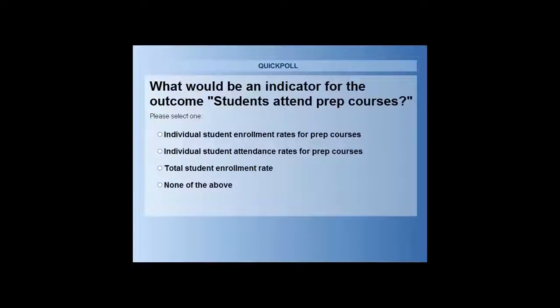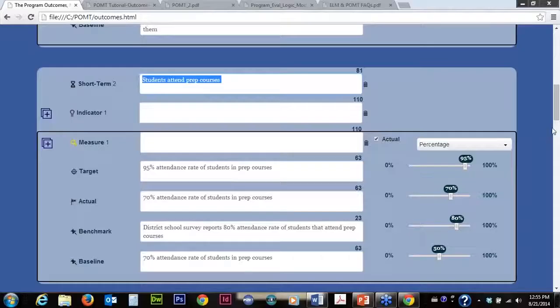Okay, so an indicator would be an observable and measurable behavior or finding for students attend prep courses. So let's look at the results. It looks like we have a few answers here, but overwhelmingly the majority of you said individual student attendance rate for prep courses. Now any of these would work, but the best answer would be individual student attendance rate for prep courses because we're looking at attendance. So let's fill that in for indicator. Let's go back to our screen.